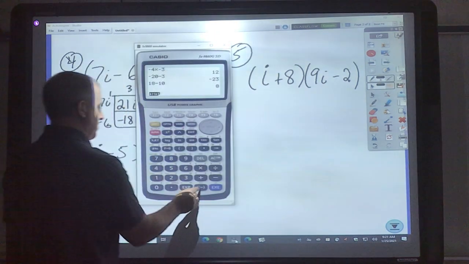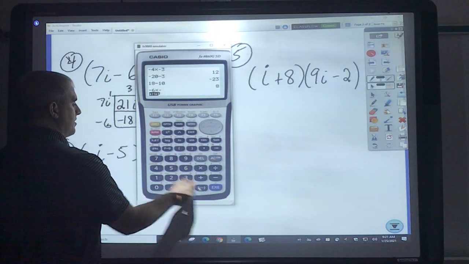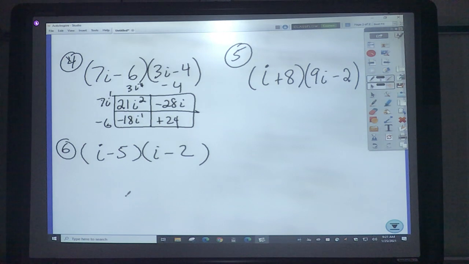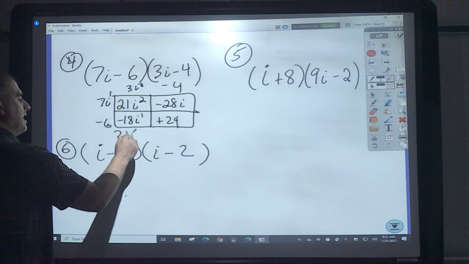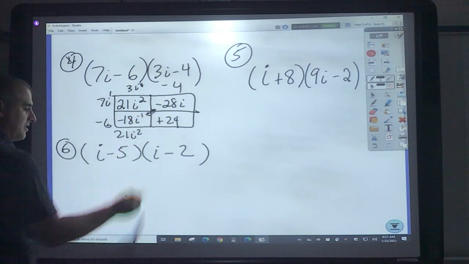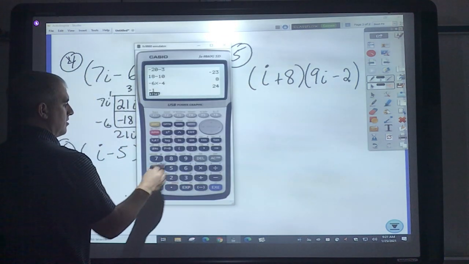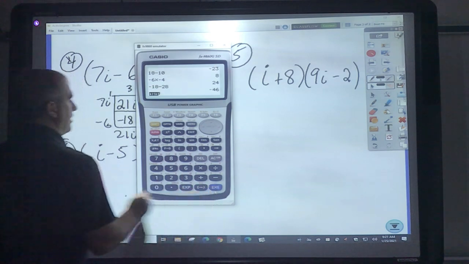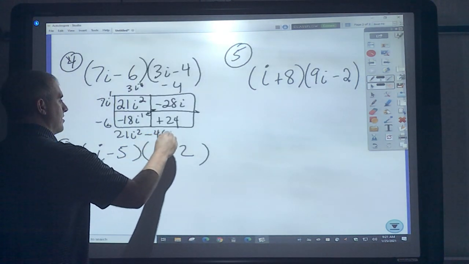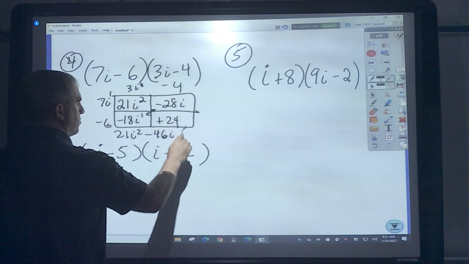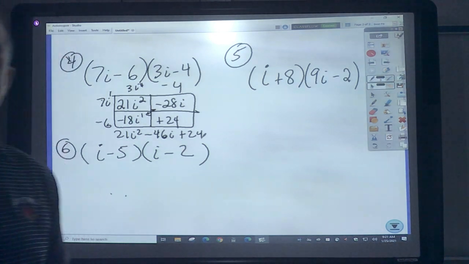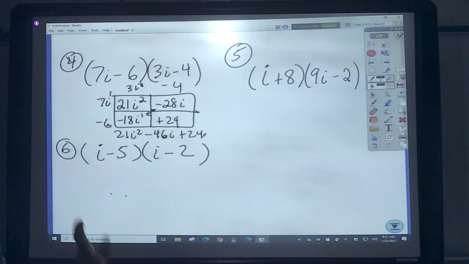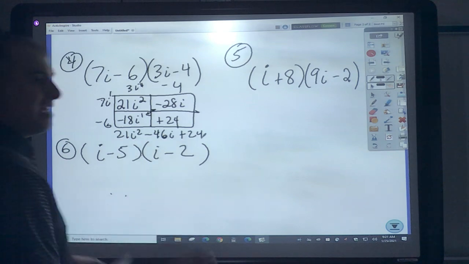So all we're doing is multiplying. Now at this point, I'm going to combine my like terms. I got 21i squared. These are the exact same. So when I do those, that's minus 46i. And then I do plus 24. So basically, very simple rule: multiply outside the box to get the insides, and then once you have the insides, you add or subtract. Multiply, then add or subtract.